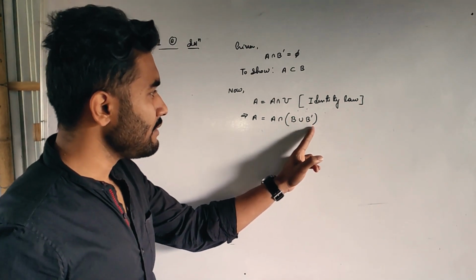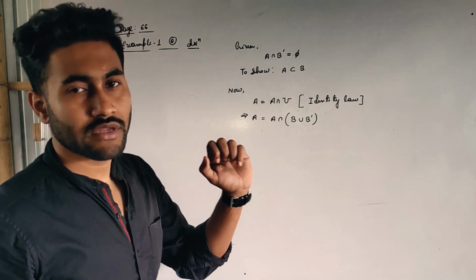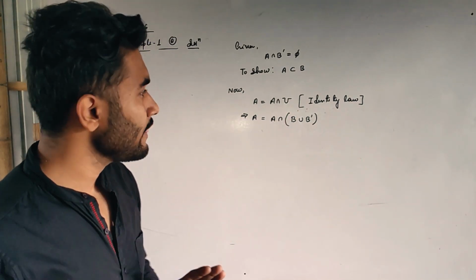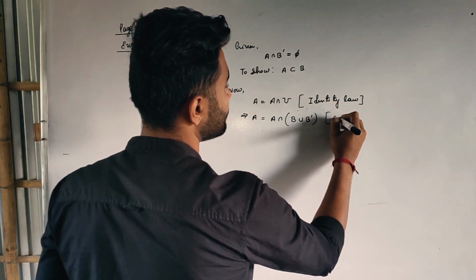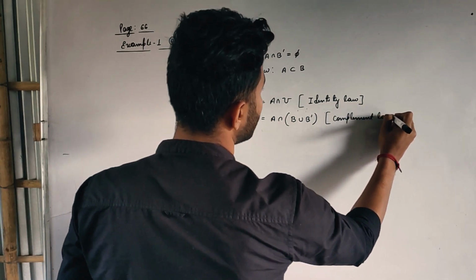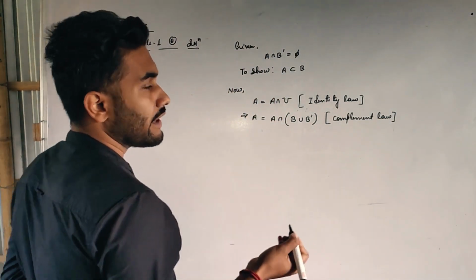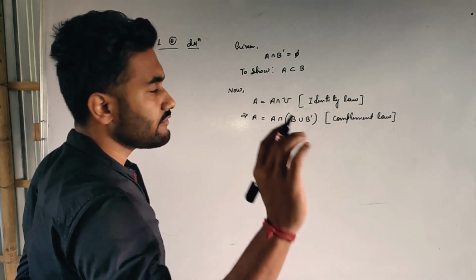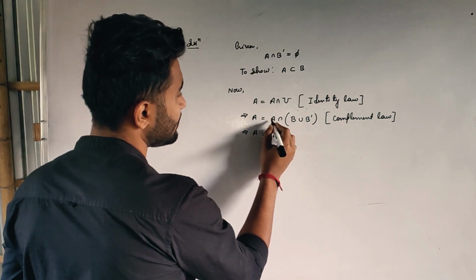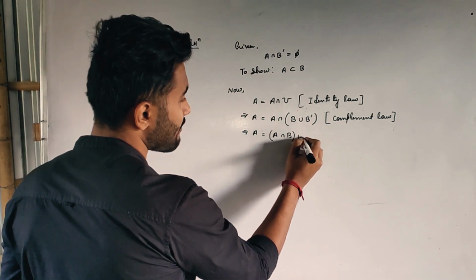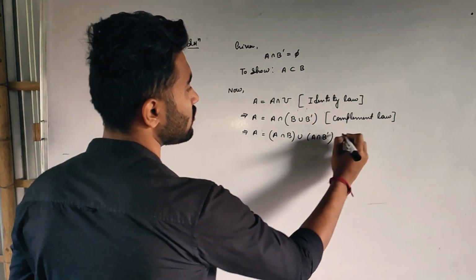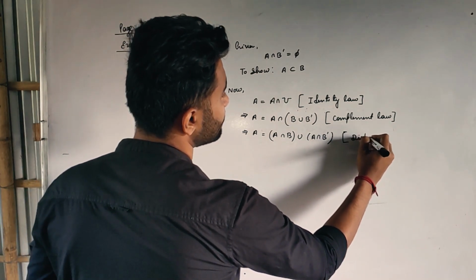Okay, so we know that complement law: B union B complement is U and B intersection B complement is phi. Yes, phi nahi, so we use B union B complement. Clear? And this is known as complement law. So now again a normal question, distributive law, commutative law, which implies A equal to A intersection B union, then A intersection B complement. This law is known as distributive law.